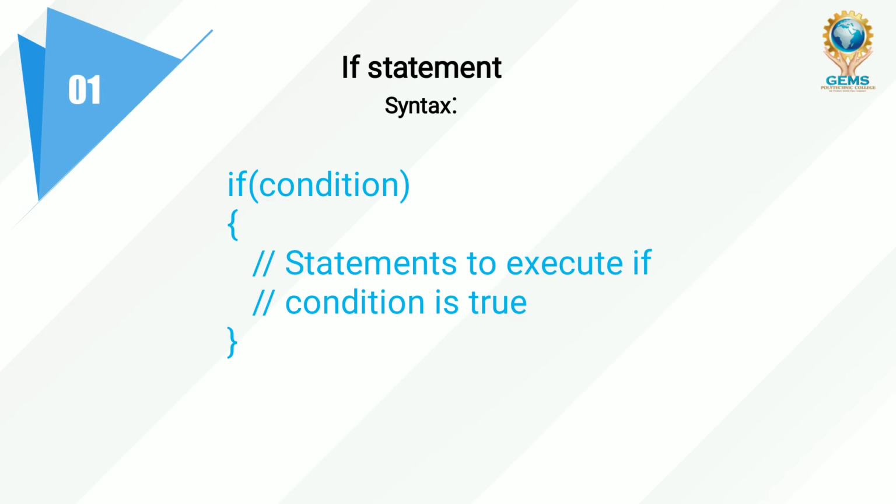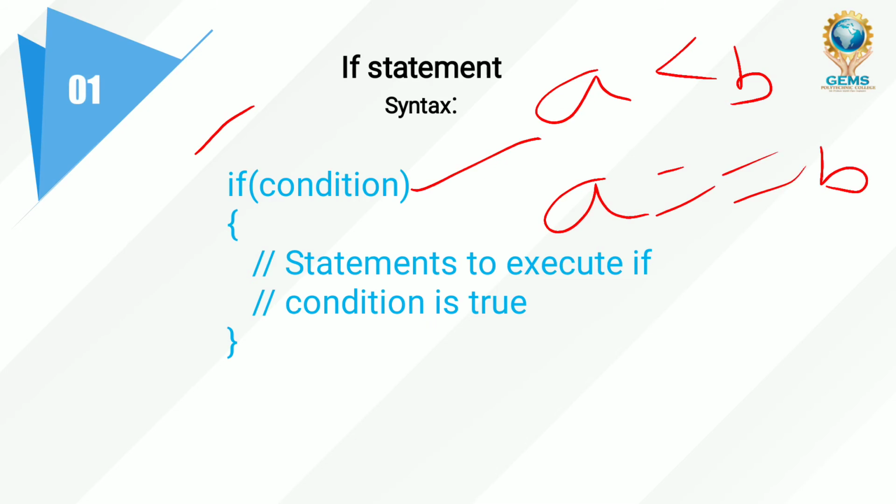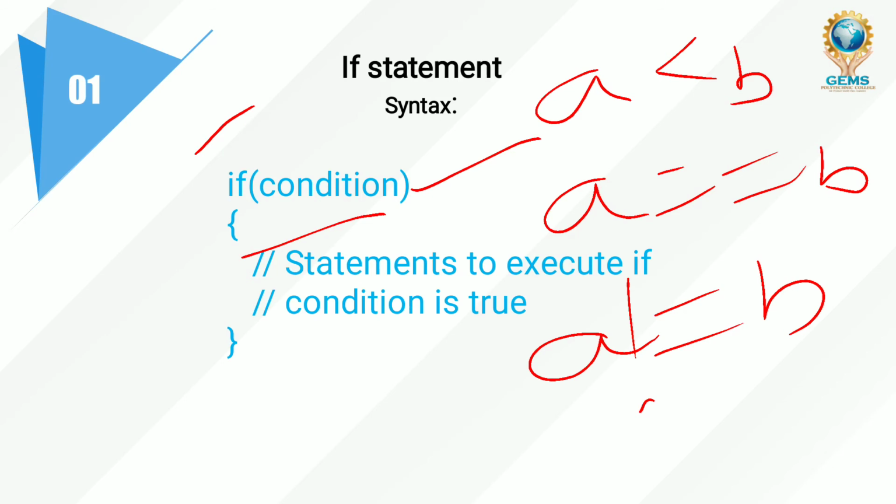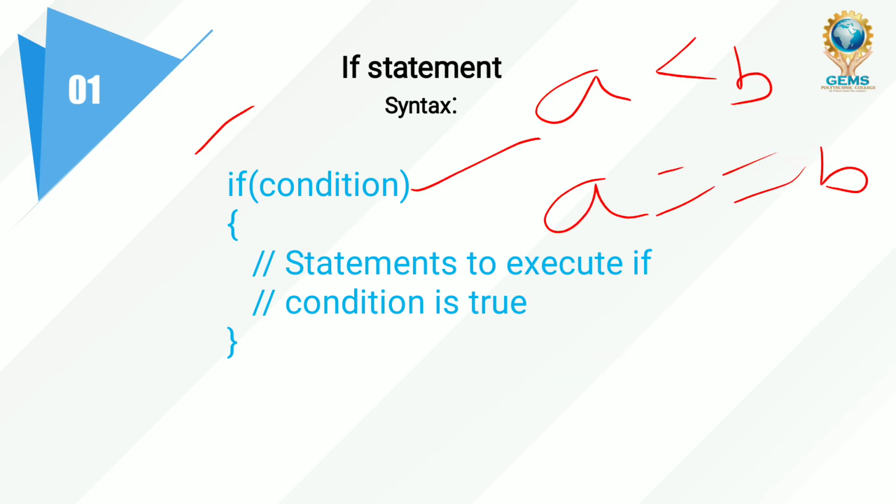What is the syntax for the if statement? We will see the syntax. First, we have to write if here, then inside the parentheses we have to put the condition. I already said, a less than b, or a equal to b, or a not equal to b. Like that, you can put this type of conditions here. And the statement, if that is good, what do you want to execute? The statement we will write in the curly brackets. So this is the syntax of the if statement.